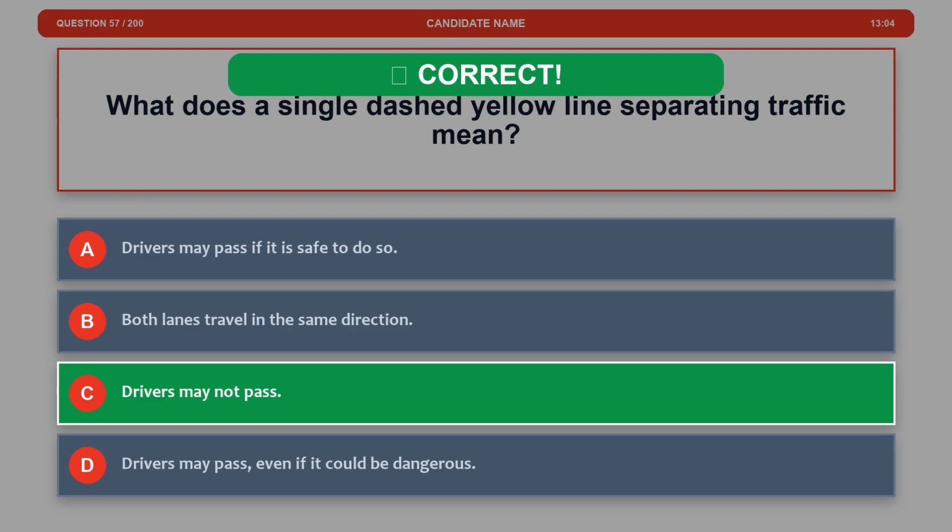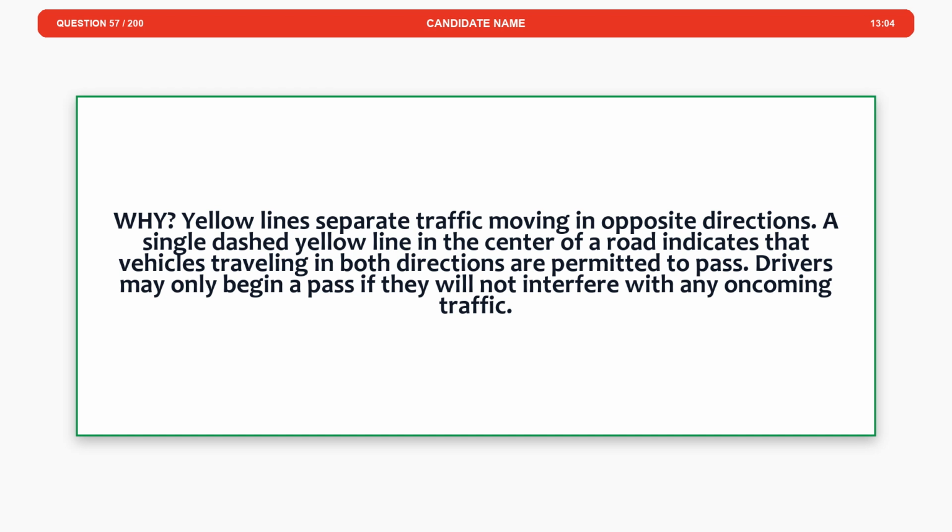The correct answer is option C, drivers may not pass. Explanation. Yellow lines separate traffic moving in opposite directions. A single dashed yellow line in the center of a road indicates that vehicles traveling in both directions are permitted to pass. Drivers may only begin a pass if they will not interfere with any oncoming traffic.